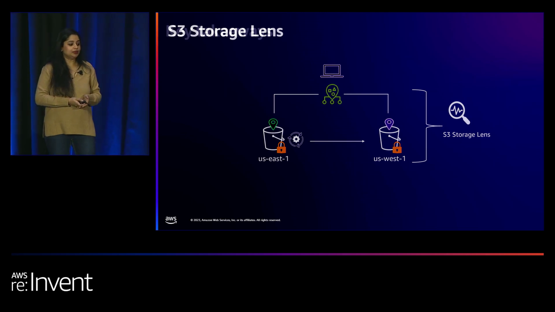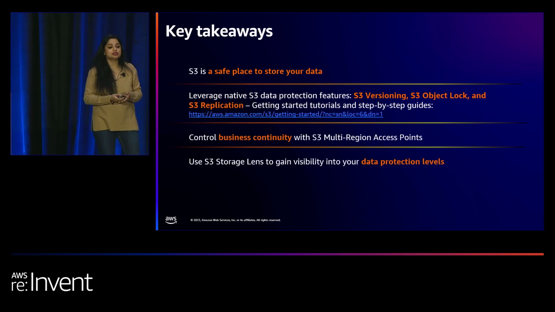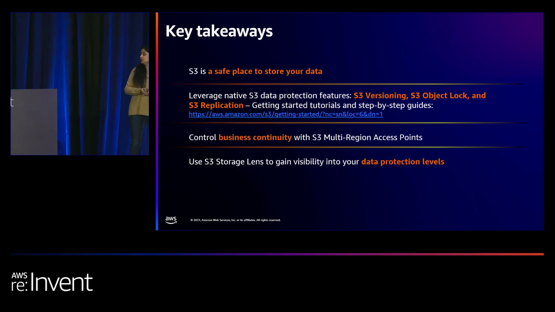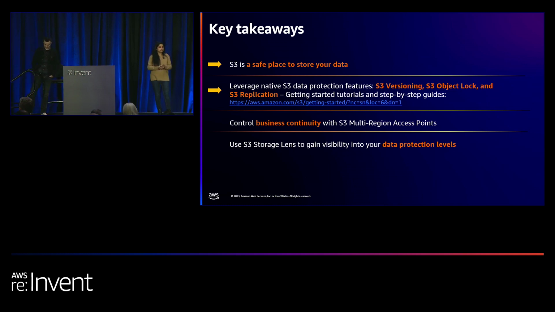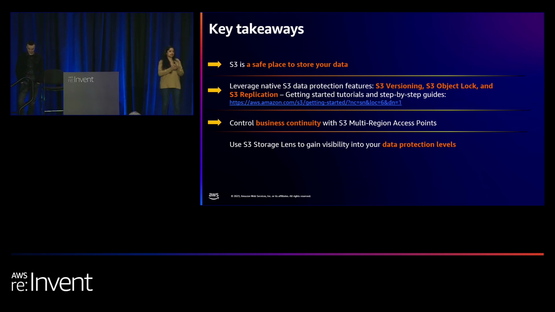So with that, we are at the end of today's session and would like to conclude with some key takeaways. As Yuri mentioned, the architecture and culture of S3 make it a safe place to store your data. To protect against additional external threats, we offer features such as S3 versioning, S3 object lock, and S3 replication. To ensure business continuity with automated failover in case of any disruption, we have features like S3 multi-region access points. And finally, we have S3 Storage Lens, which can give you visibility into the data protection level of your individual S3 buckets.